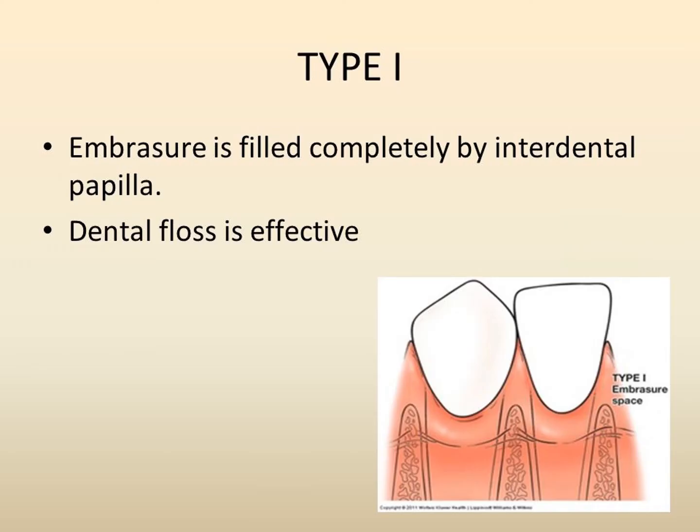Okay, so the next 3 slides are talking about embrasure types. You need to know the definitions of type 1, type 2, and type 3. Currently, you're looking at embrasure type 1, and you just need to know that that's healthy papilla. The embrasure is filled completely by interdental papilla. Nothing is missing at this point.